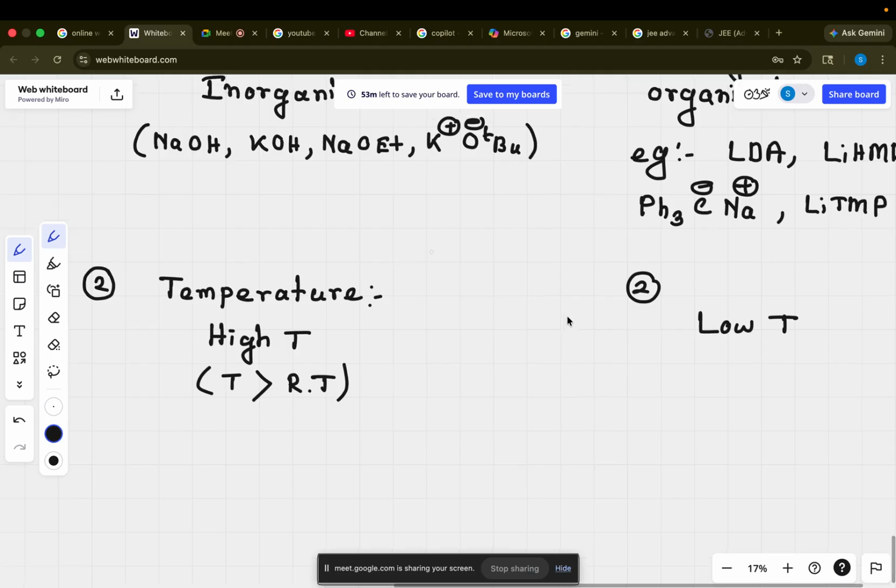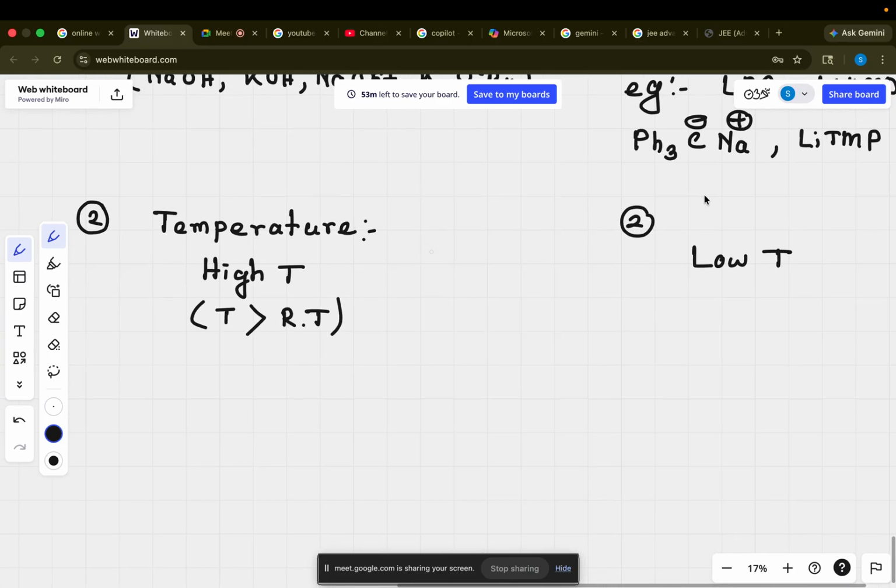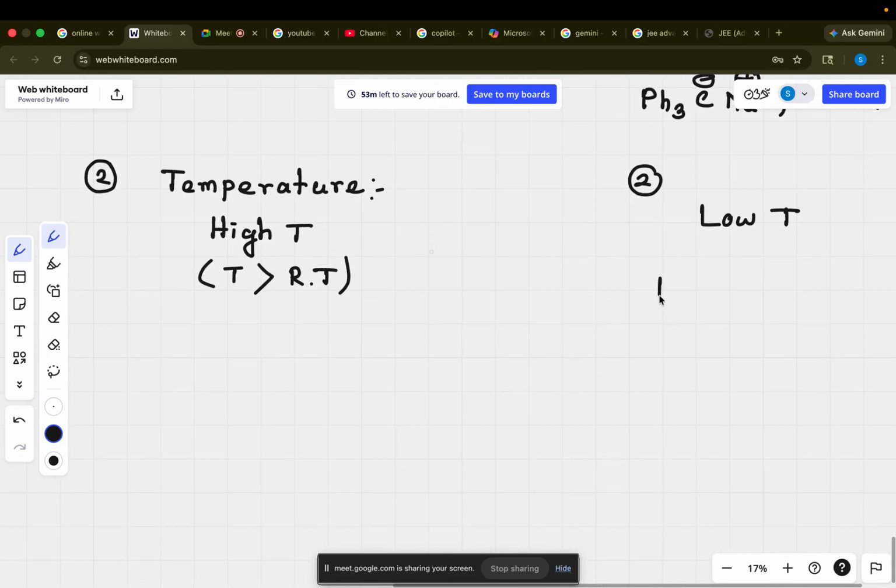Now suppose I am using one bulky base. So suppose I am using this Ph3C minus sodium plus, right? So this is a bulky base, and here I am maintaining the temperature minus 78 degree centigrade, which is a very low temperature. So if you maintain a very low temperature with a bulky base, that definitely provides you a kinetically controlled enolate.